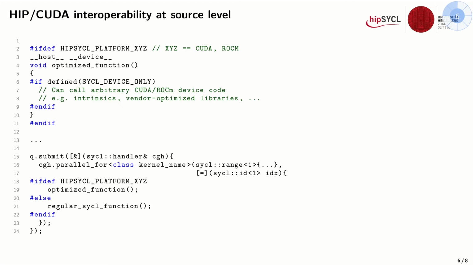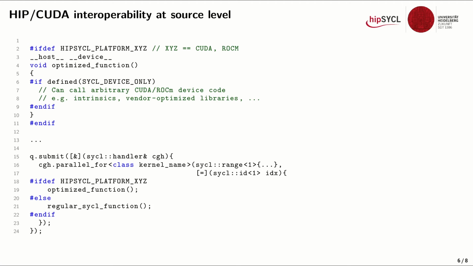One of the most interesting things about hipSYCL is the ability to mix and match CUDA and hip and SYCL code in the same source file, which allows you to create highly optimized code paths for specific devices. Let's assume that you want to create such an optimized code path for some hipSYCL platform, CUDA or ROCm or even CPU.